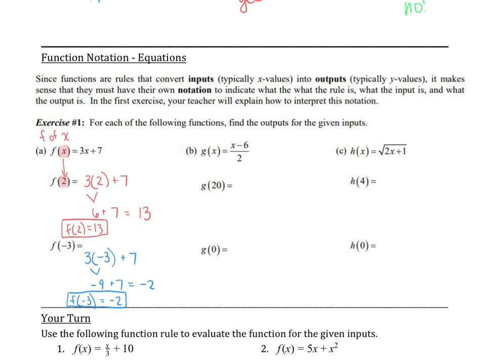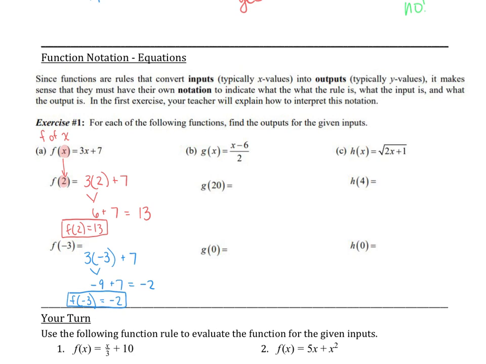So I'm plugging in the x and getting out my y. Plugging in the input, getting out my output. Very similar, like I said, to what we did back in the Getting Ready for Equations unit. This is just a different way to write it, right? Function notation looks a little different.